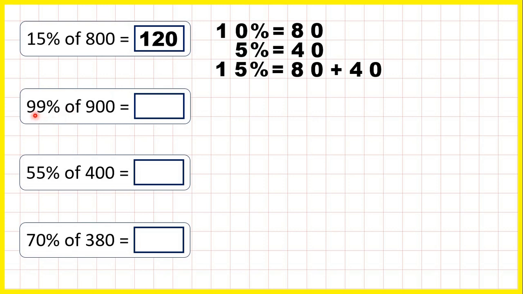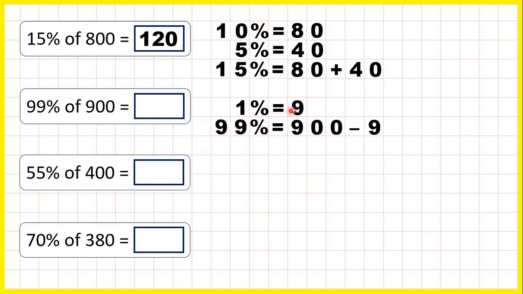Now we need to find 99% of 900. Now to find 1%, we can divide by 100, and 900 divided by 100 is 9. But if 1% is 9, then 99% must be 900 minus 9, because 99% and 1% together make 100% of the number. 900 minus 9 is 891, so that's our answer.